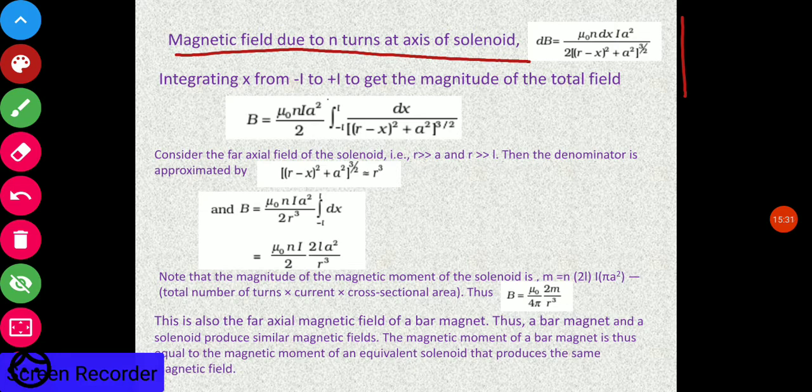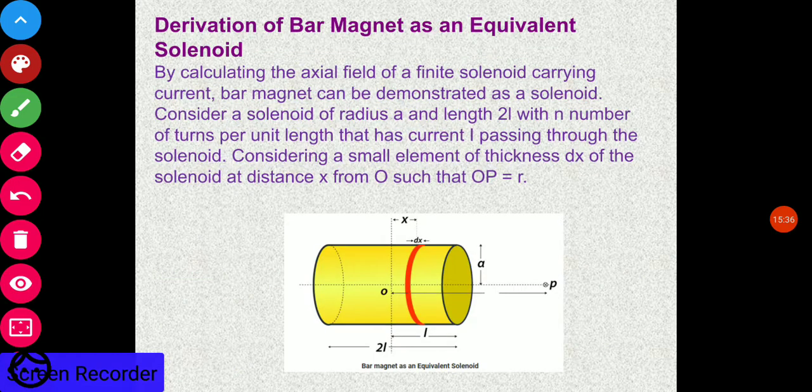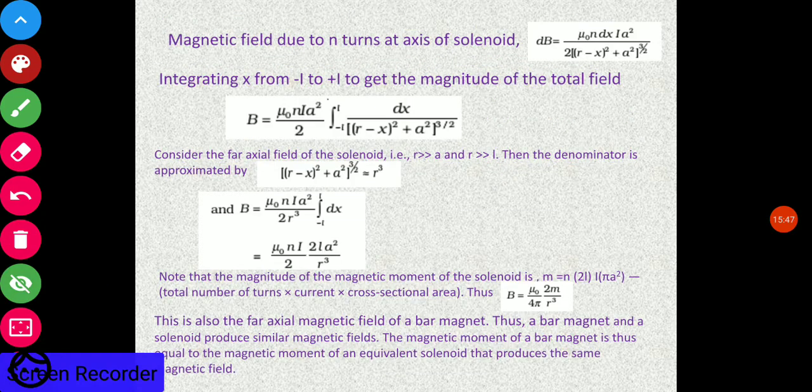Now integrating it from −L to L, because we have taken the point at the center, and the solenoid is extending from −L to +L. So integrating it from −L to L, we get the total magnetic field. So B = μ₀ N I A² / 2 times the integral from −L to +L of dx / [(R − x)² + A²]^(3/2).